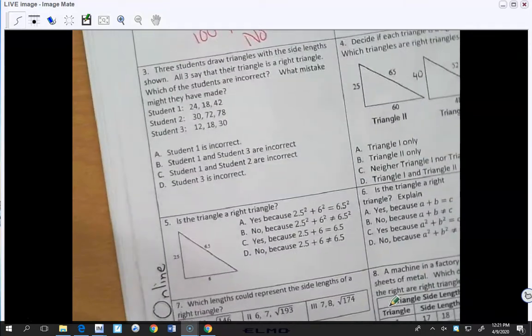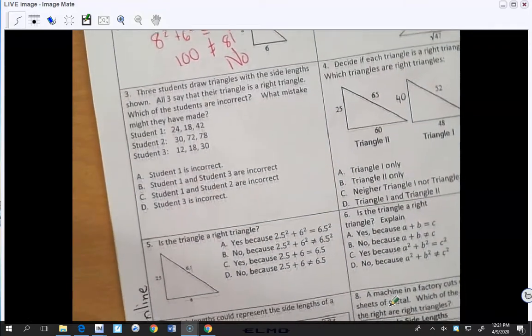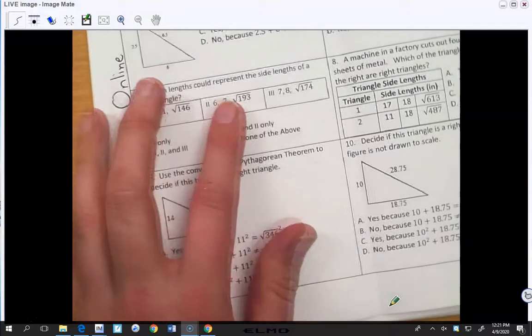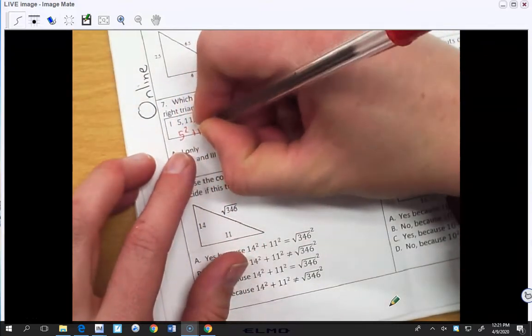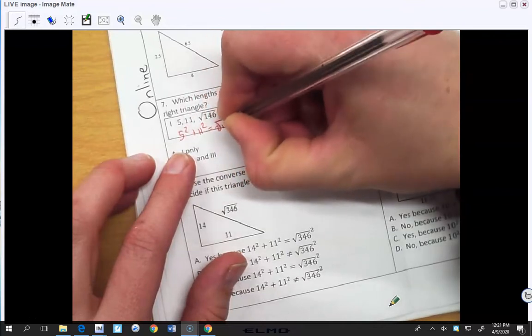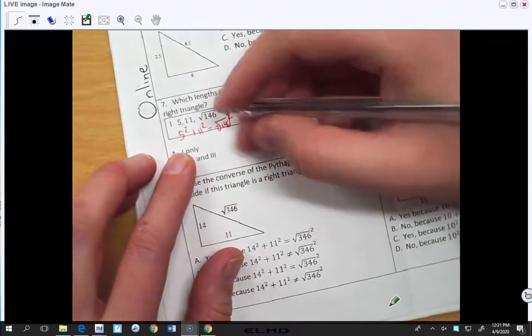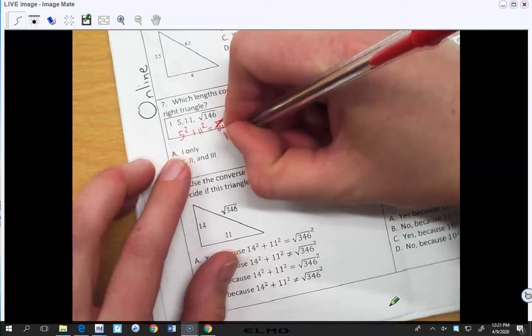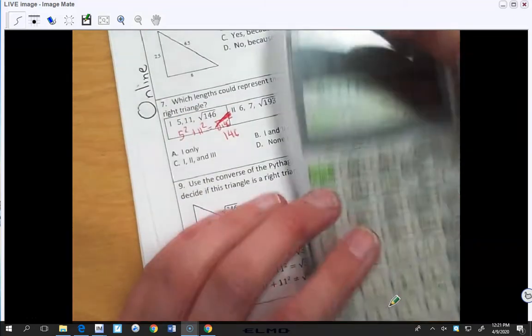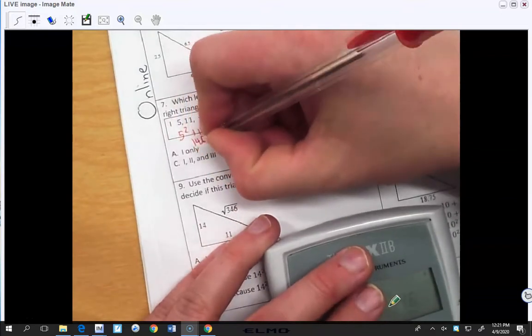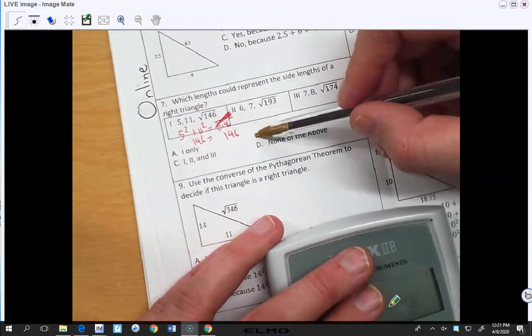Let's look at number 7. Which lengths could represent the side length of a right triangle? So I've got 5 squared, 11 squared, and the square root of 146 squared. The square root squared cancels out, so you're just left with 146 here. 5 squared plus 11 squared is 146. So because they're equal, yes, that is a right triangle.